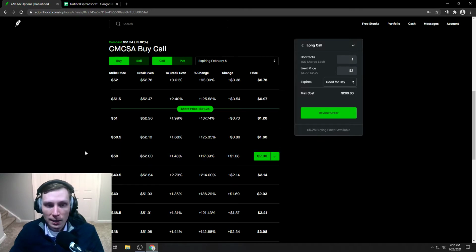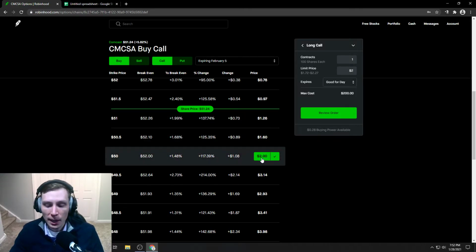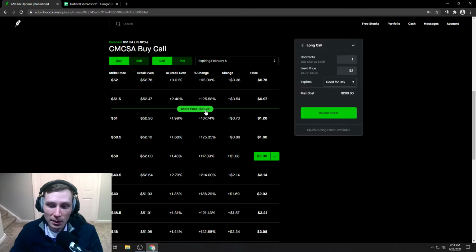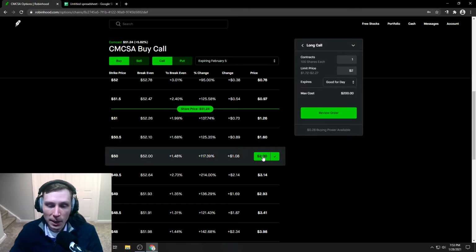If you don't let it expire, whatever the value of that $2 contract was is what you're going to be able to sell. Like, it starts out at this price when Comcast is at this dollar amount, but if Comcast goes up a little, the value of your contract might go up a little because people are assuming that the price is going to go up over the $52 and they'll get into the profit.